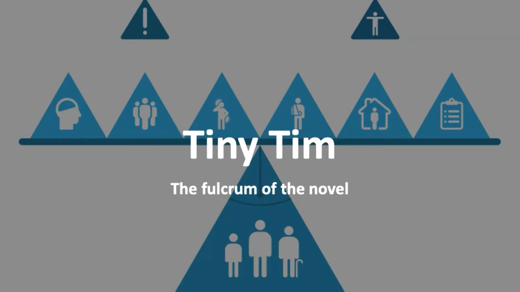Today we're focusing on Tiny Tim and I'm going to do something that you might think is impossible. I'm going to try to prove to you that Tiny Tim is the most important character in the book, apart from Scrooge obviously, because I'm going to try to prove that without Tiny Tim, Scrooge wouldn't change and the message of the novel just wouldn't work. I've called him here the fulcrum because the action around Tiny Tim is what makes the magic work.